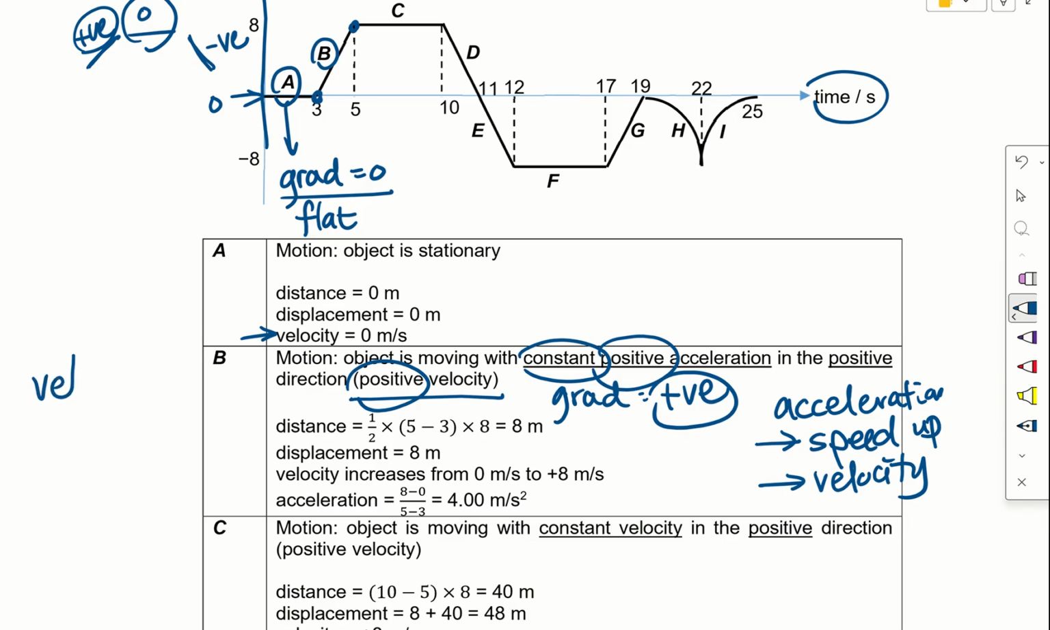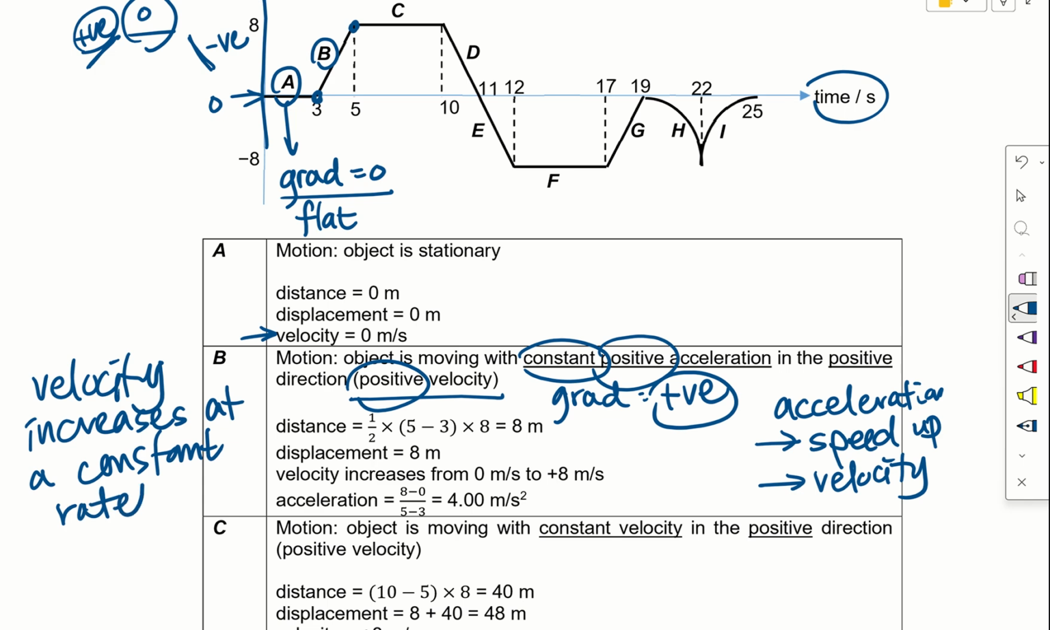Let me write this down. Velocity increases because there's acceleration at a constant rate. Velocity increases at a constant rate.